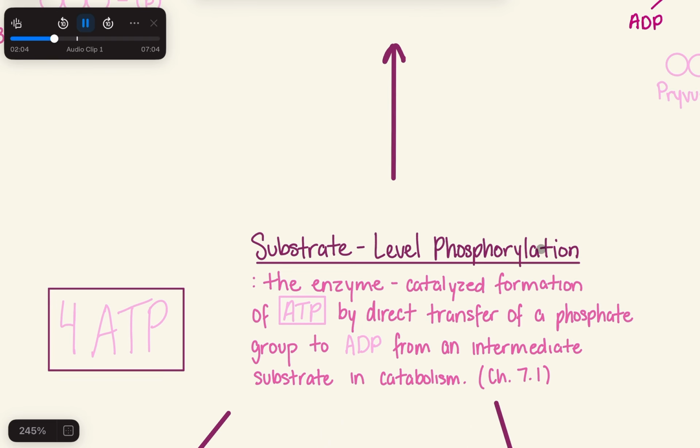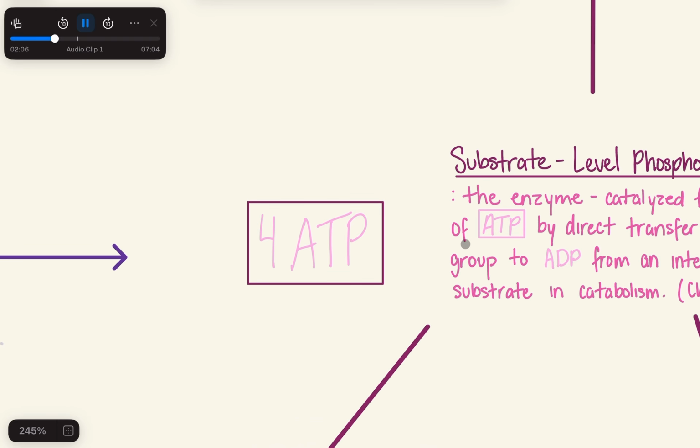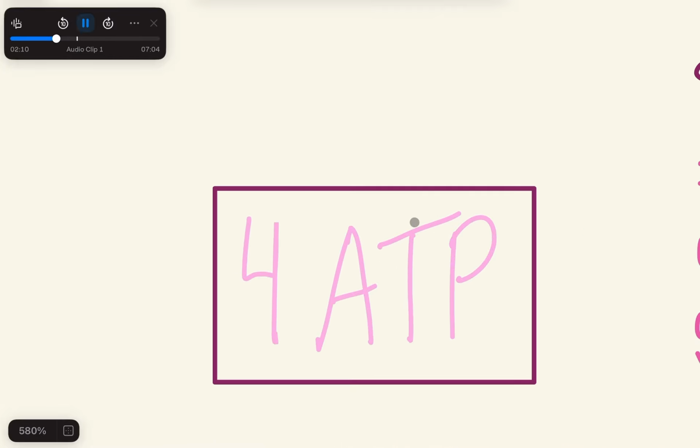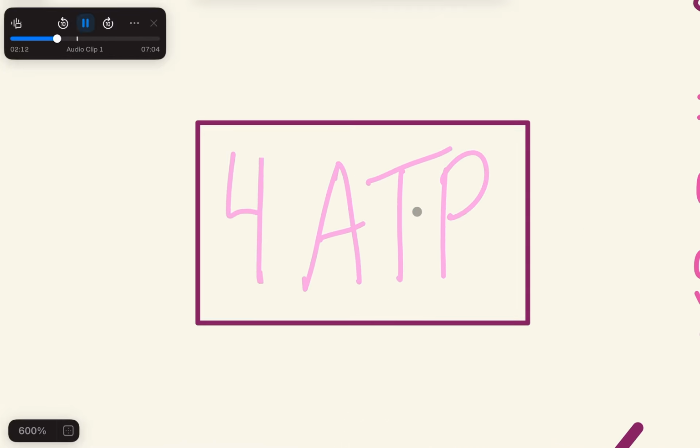As you can see, it doesn't create a lot. It's actually a very small amount. Together, both glycolysis and the citric acid cycle will only make 4 ATP in all of cellular respiration.